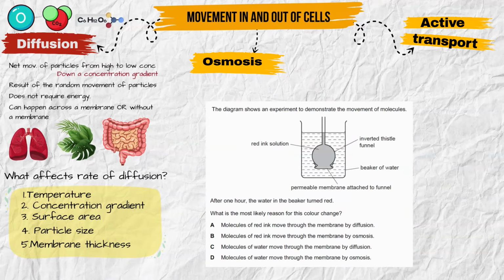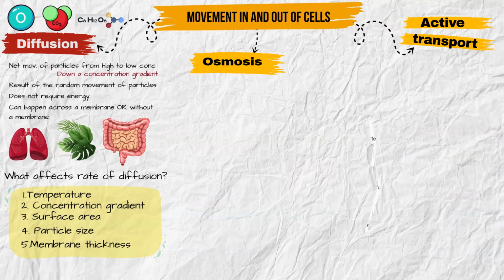Next, red ink in a funnel. The funnel contains red ink solution. It's placed inverted in a beaker of water. After 1 hour, the water turns red. Now ask yourself, what caused the red color? Is it the water moving? No. It's the ink particles moving out. So it's not osmosis. The answer is A. Molecules of red ink move by diffusion. Osmosis is excluded here. We're not talking about water.